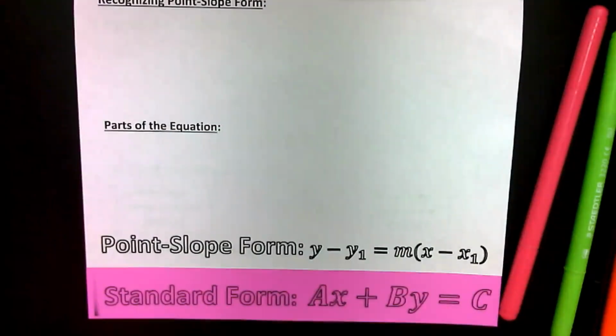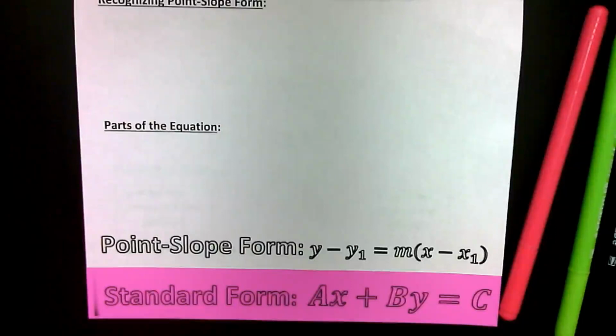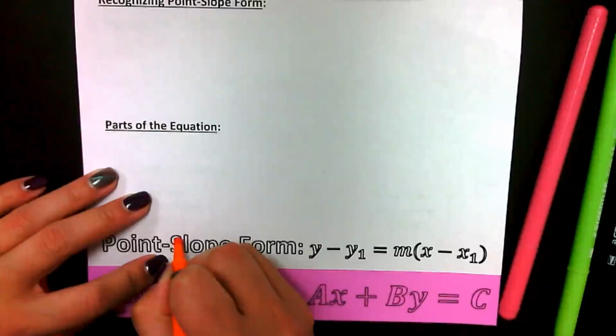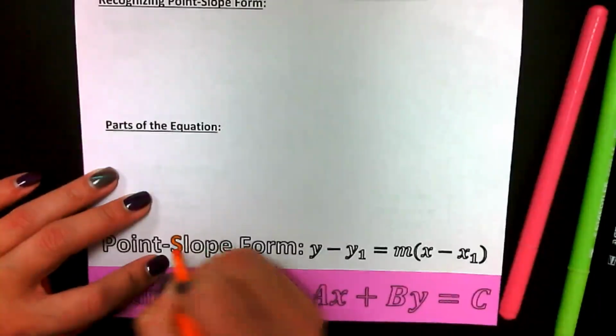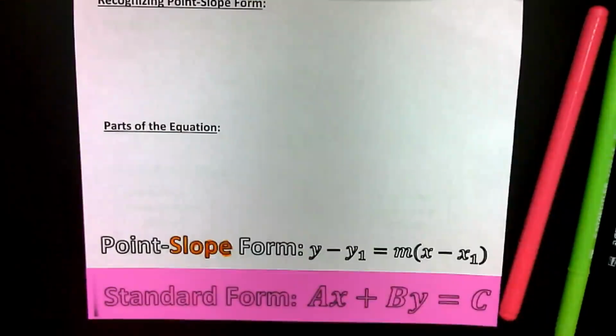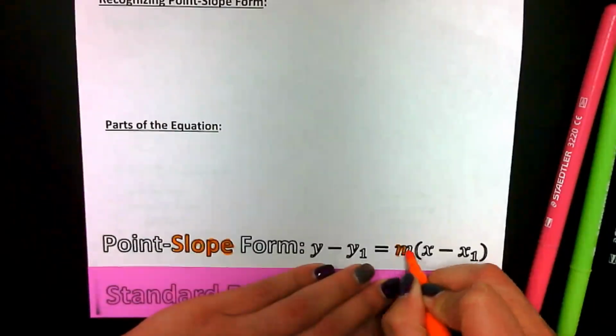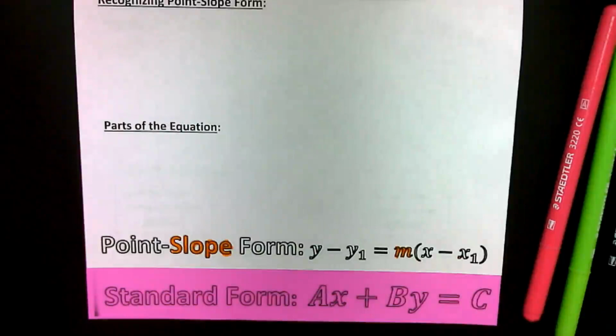Point slope form. Obviously, we will find our slope. Now, notice I'm using the same colors. I just want to try and keep things uniform. I want the colors to represent something. So, last time my slope was represented with an M. Well, it's still represented with an M.